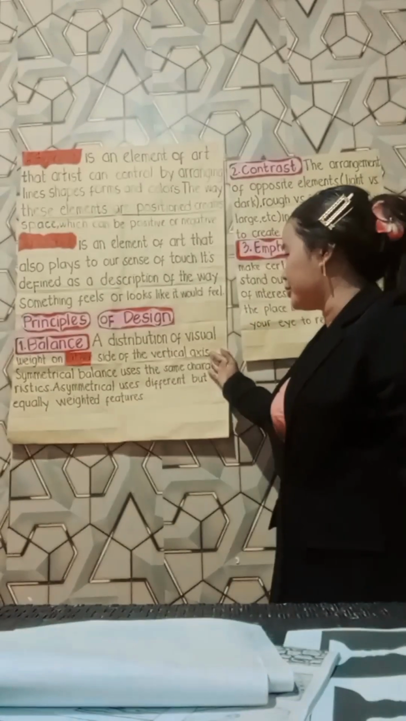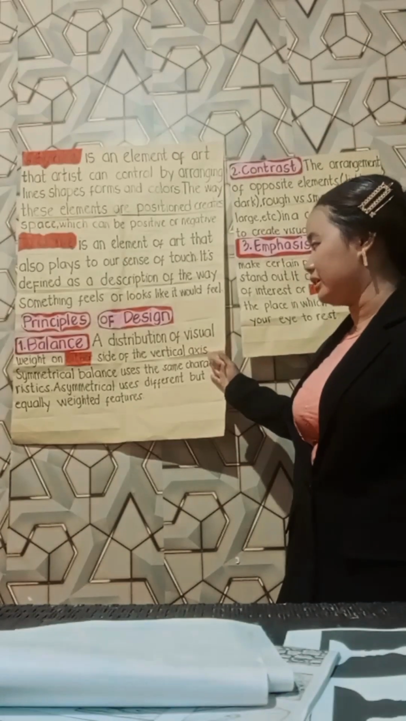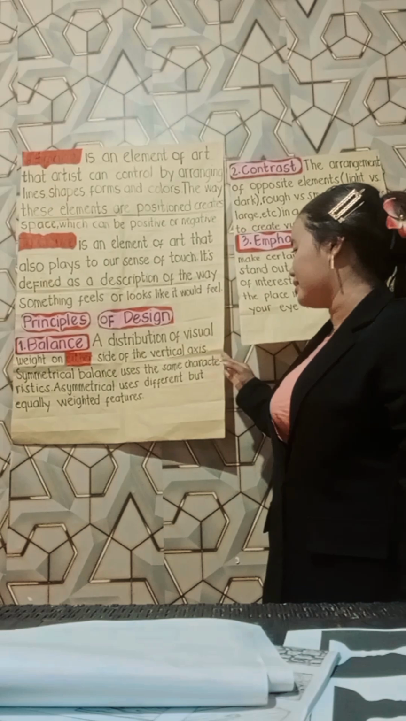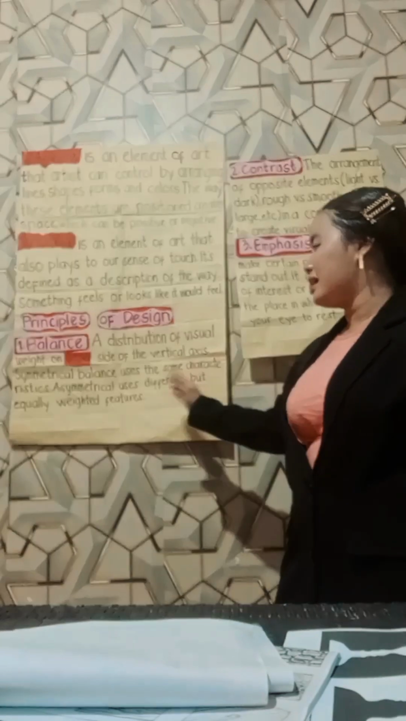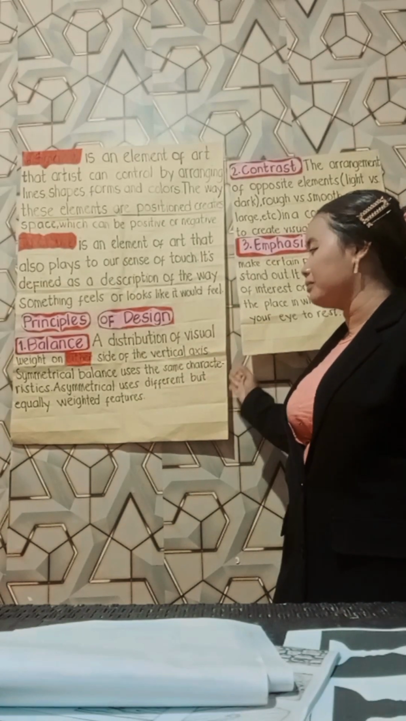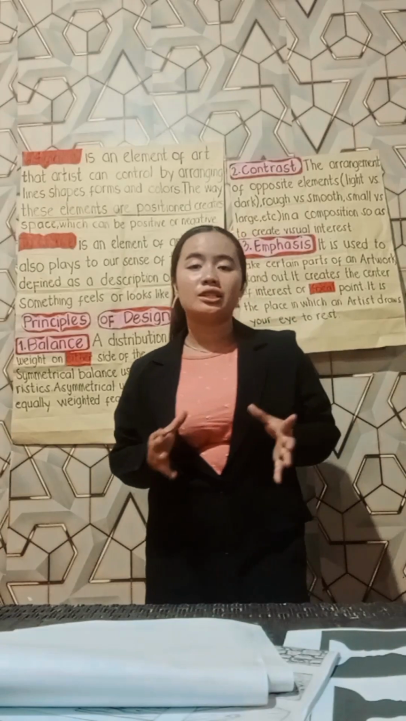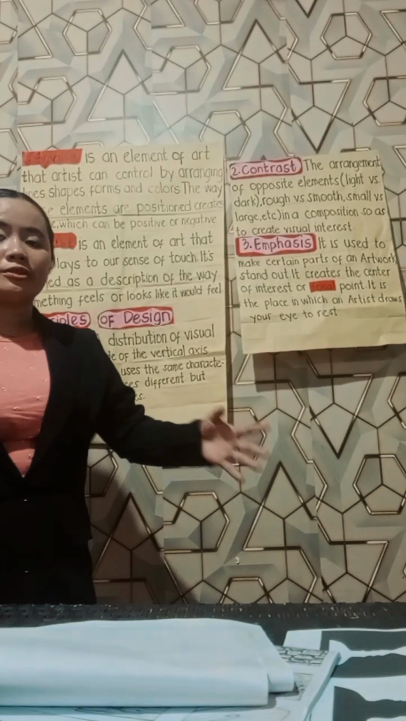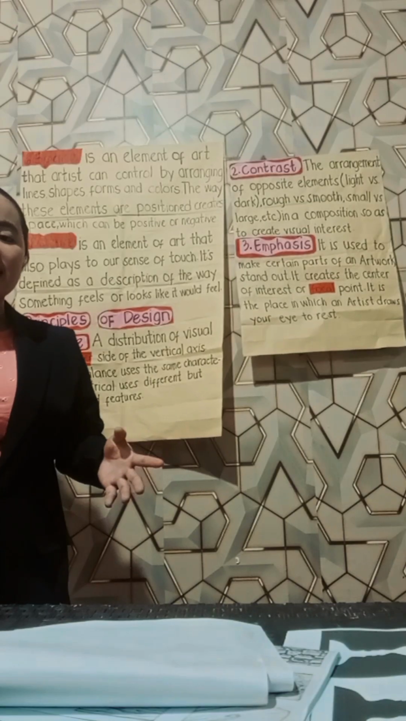Balance is a distribution of visual weight on either side of the vertical axis. Symmetrical balance uses the same characteristics. Asymmetrical uses different but equally weighted features. So, sa balance, mao na siya pag-distribute sa weight sa duha ka side.